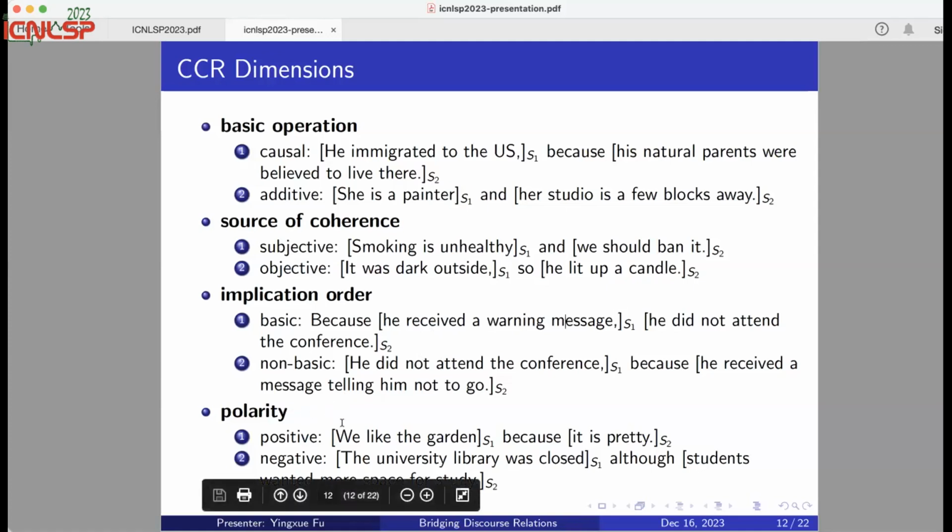For polarity, it is just a logical polarity. And if two segments support each other in terms of polarity, we call it positive polarity. And if they are in the position of P and not P, we'll call this negative.